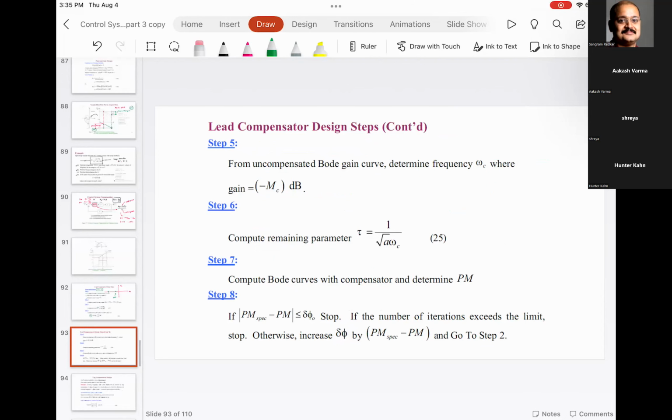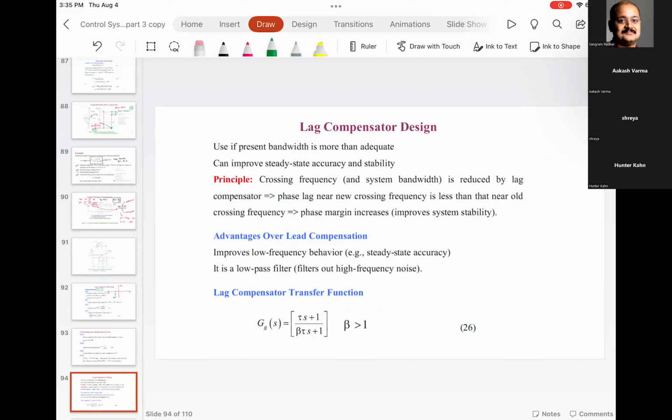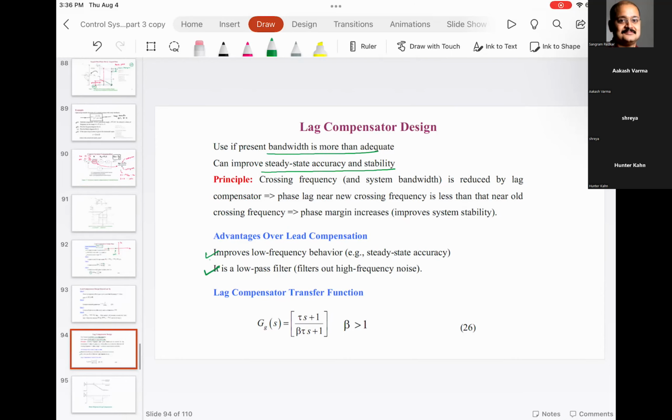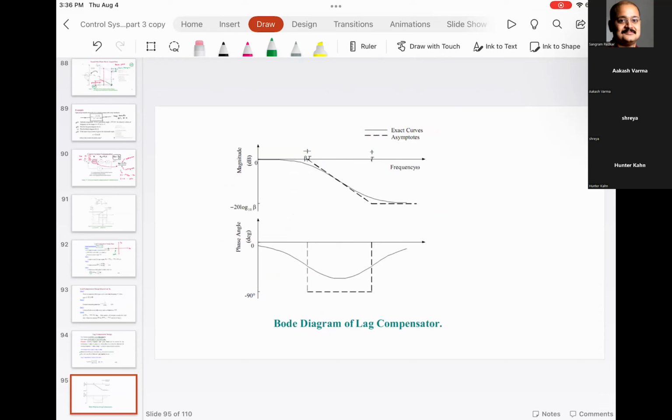Next, you have something called the lag compensator. A lag compensator is used if the bandwidth is sufficient and it can improve the steady state accuracy and stability. What are the advantages of lag compensation? Lag compensation improves the low frequency behavior, and essentially it acts as a low pass filter. The lag compensator Bode diagram is shown like this.